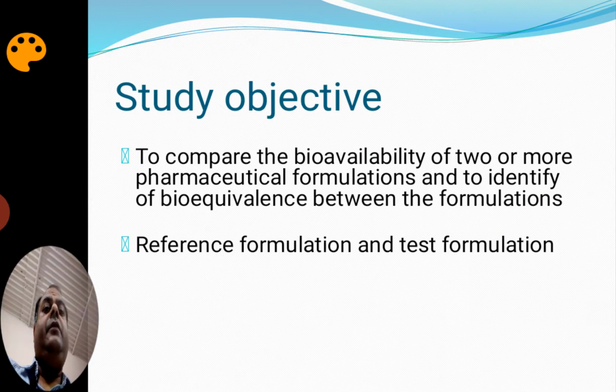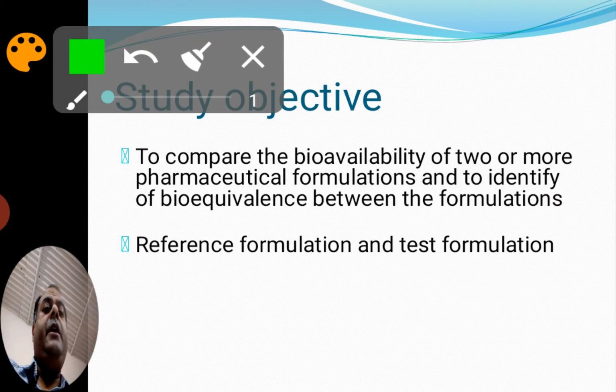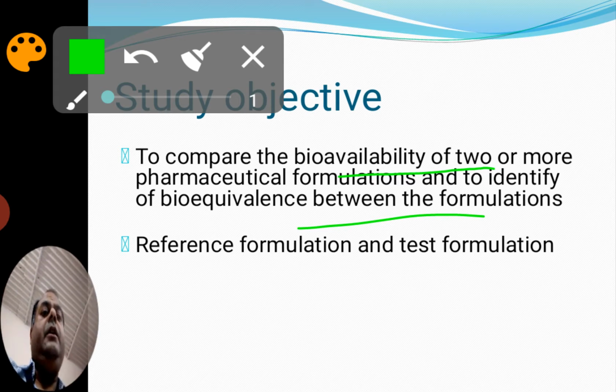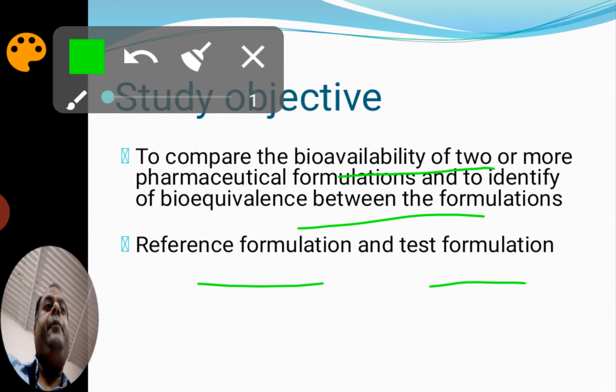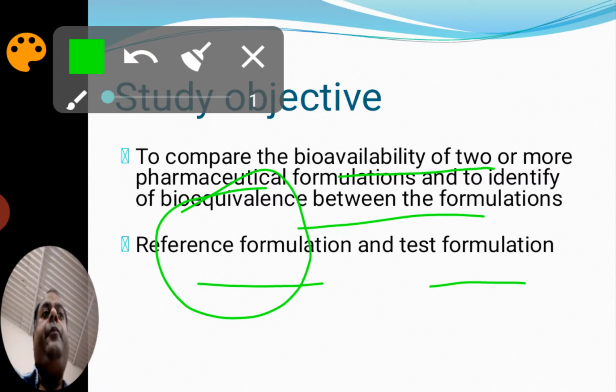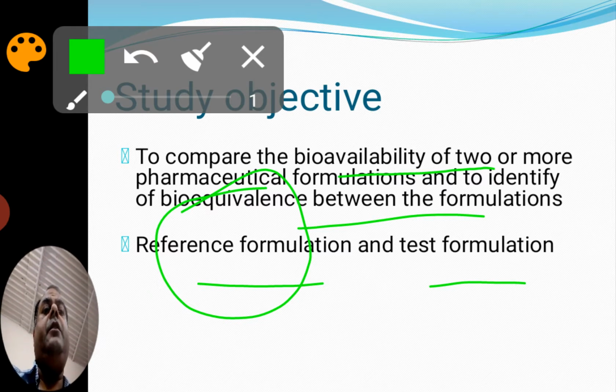Now what are the objectives of bioequivalence studies? To compare the bioavailability of two or more pharmaceutical formulations and to identify bioequivalence between the formulations. Now what are these formulations? These formulations are the reference formulation and the test formulation. The reference formulation is the innovator or original manufacturer product. It is usually a formulation currently approved and marketed that is well accepted by the medical profession and has a long history of clinical use.